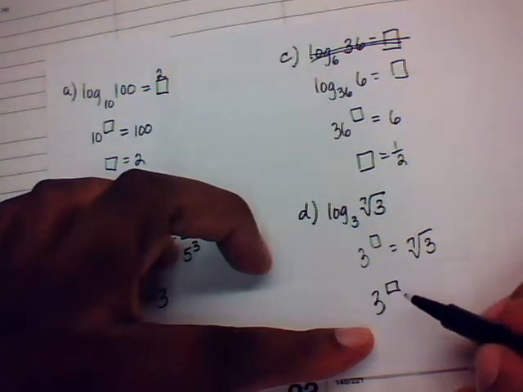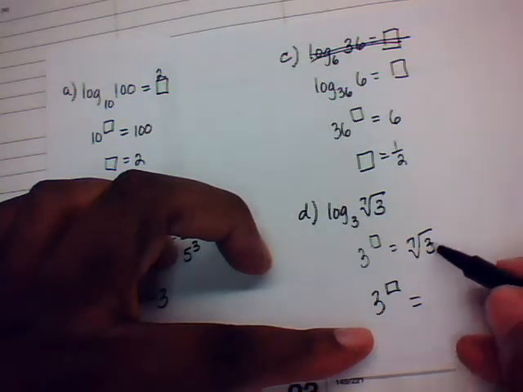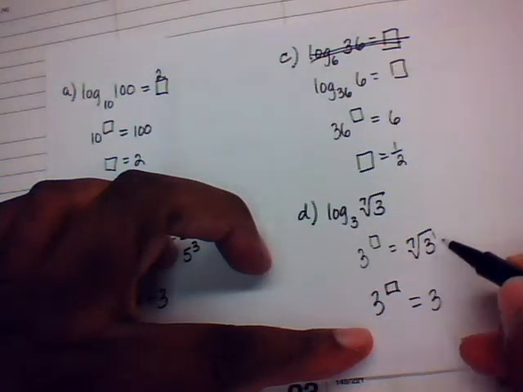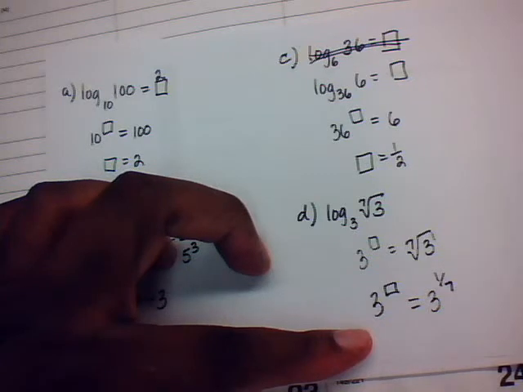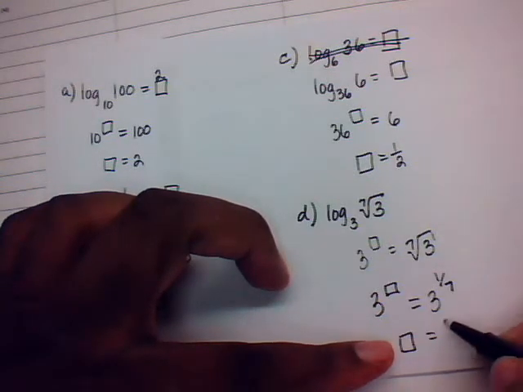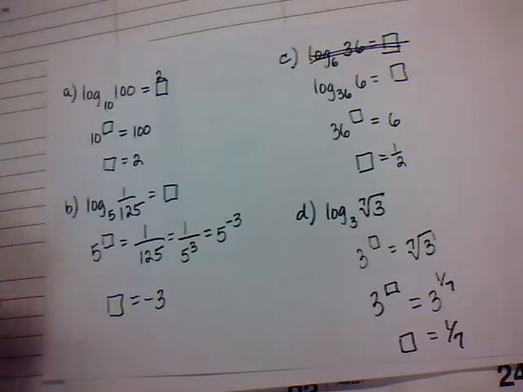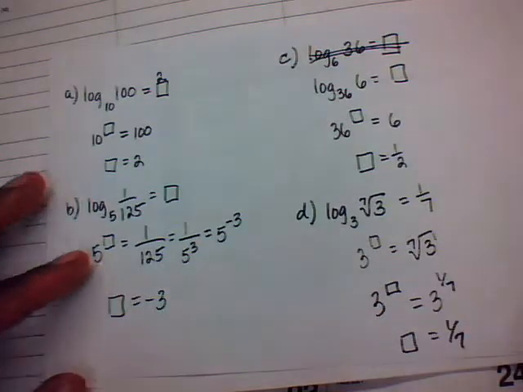Now what I'm going to do here is rewrite the 7th root of 3 in its equivalent exponential form. This will be a 3, and the exponent for the 3 is 1. That's your numerator, and the index is 7, which is going to be the denominator. So the missing exponent obviously would be 1/7. So log to the base 3 of the 7th root of 3 would be 1/7.